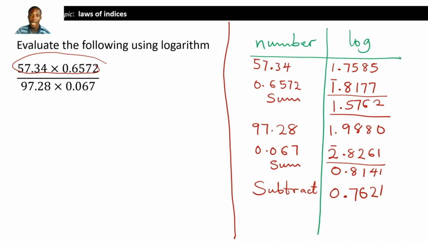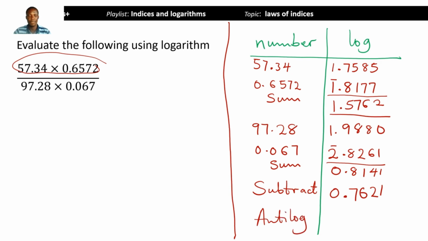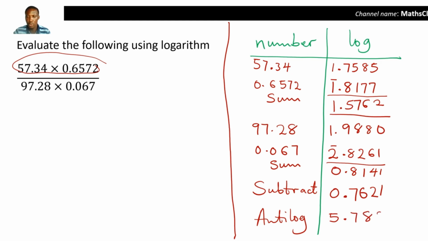But without logarithm, what's our answer? So let's take antilog. So we are taking antilog of the value we have. So we find antilog of 0.7621. That gives us 5.7823 as our final answer. So that's it.